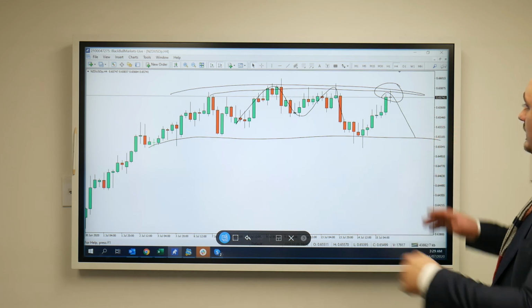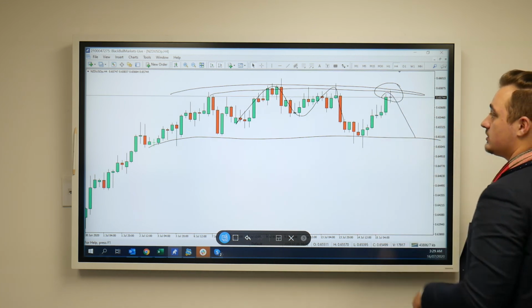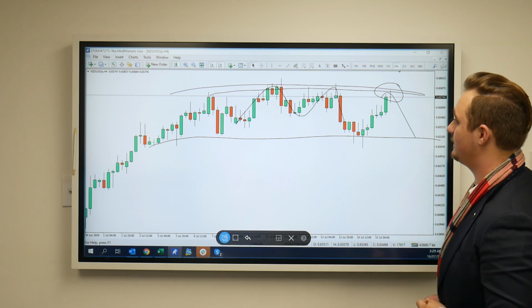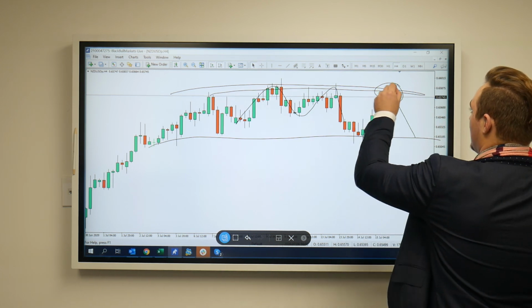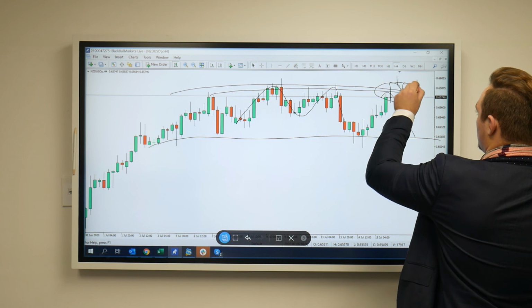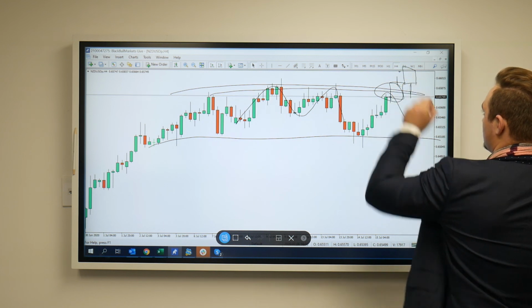So next thing we need to look for is either a push down into the zone, or ideally what we'd like to see for a nice clean trade is a break above the zone with a candle close, a possible retest with the wick, and for the candle to push further higher.